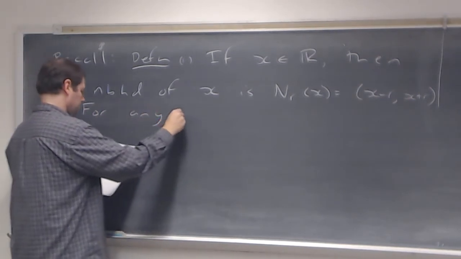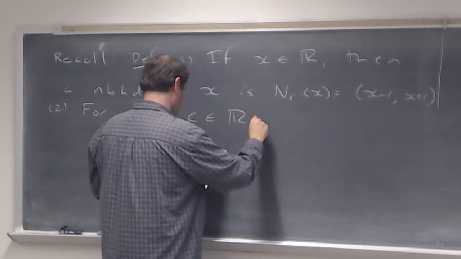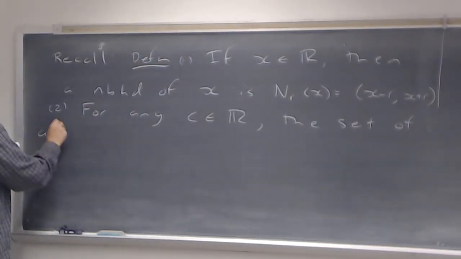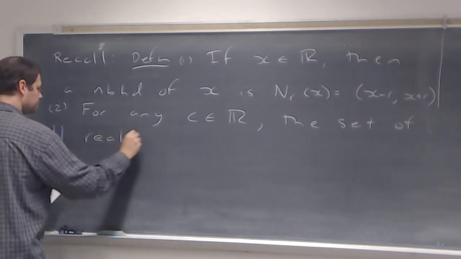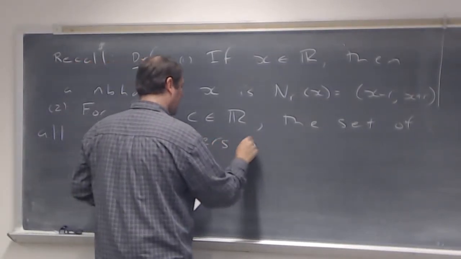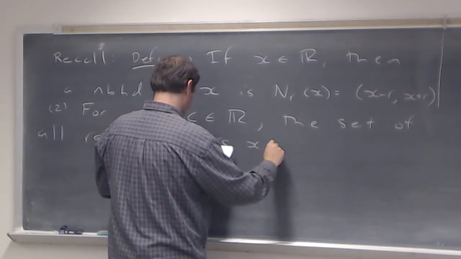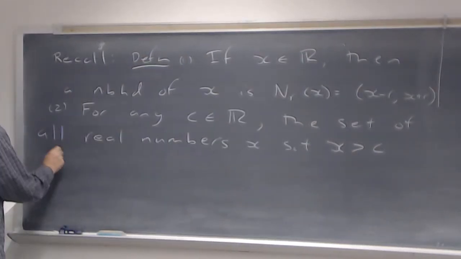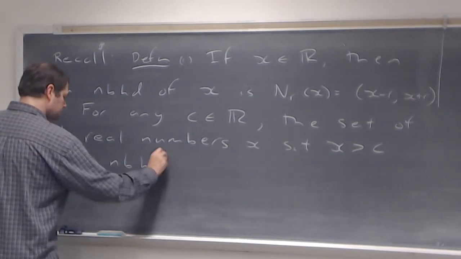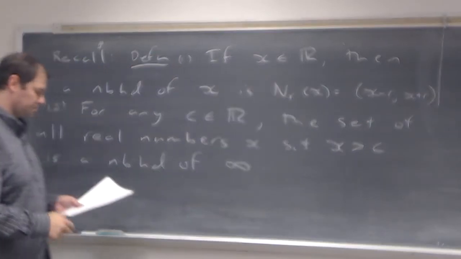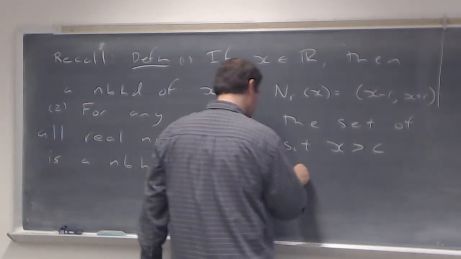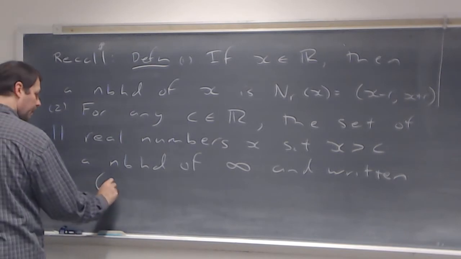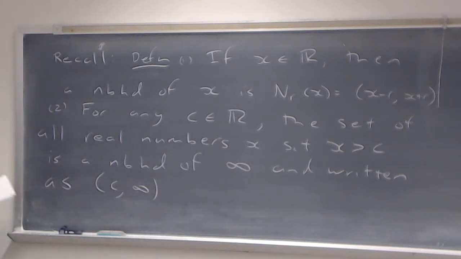For any real number c, the set of all real numbers x such that x is bigger than c is a neighborhood of infinity, and written as, so this will be c to infinity. That's the neighborhood of infinity.